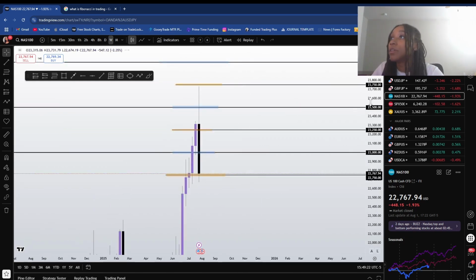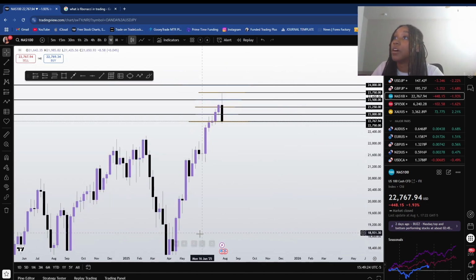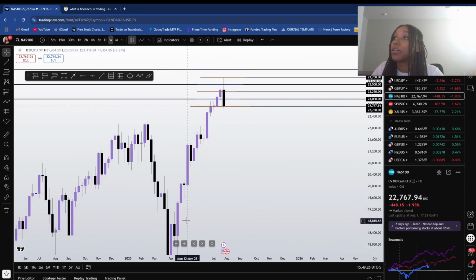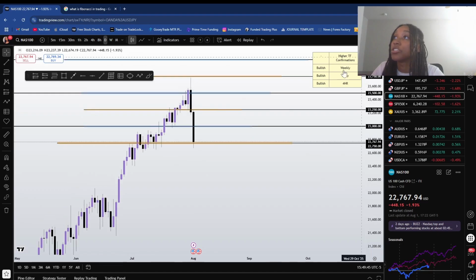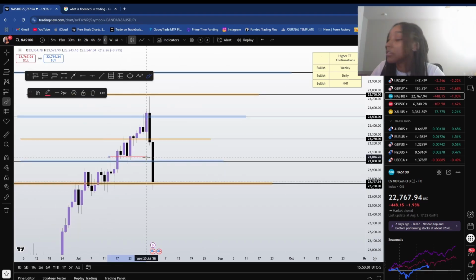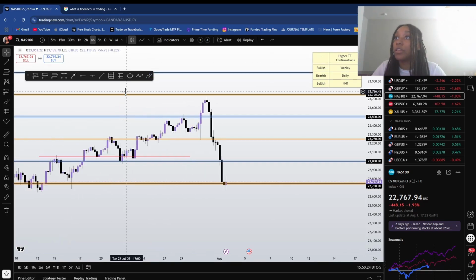On the weekly, we are obviously bullish, right? We have been making higher highs, higher lows, higher highs, higher lows. So we're obviously bullish on the weekly. The daily, we have broken structure. We broke structure here. Oops, sorry y'all. So the daily is definitely bearish, and the 4 hour is also bearish.